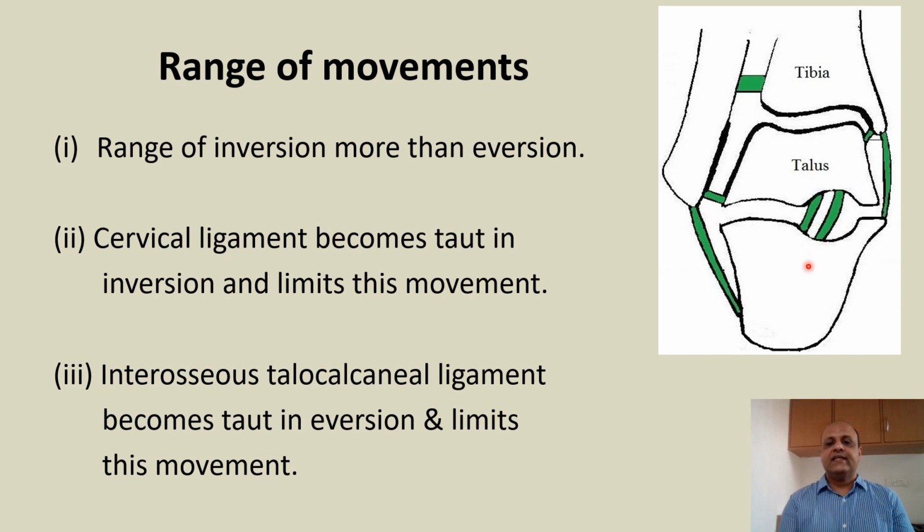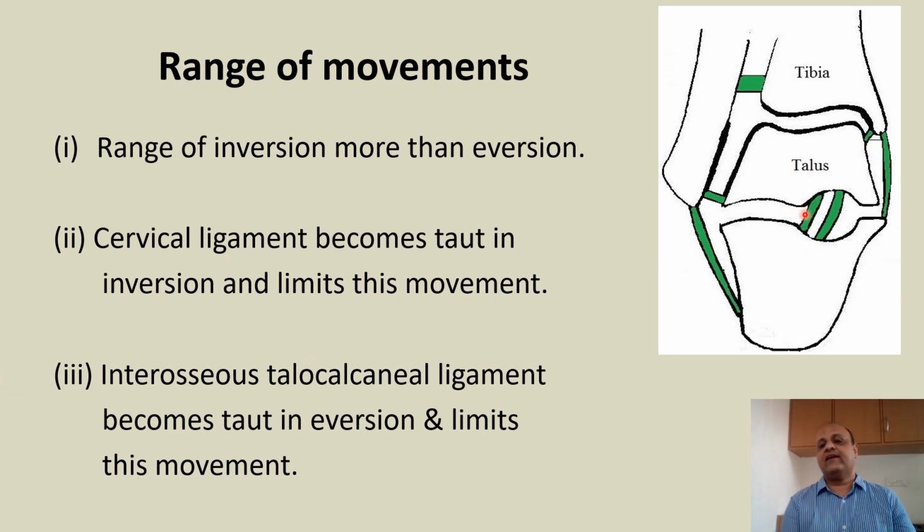So out of this, the cervical ligament becomes taut. Taut means tight in inversion and limits this movement. So the range of inversion is more than eversion, but when we are performing the inversion, which ligament limits this movement? It is the cervical ligament. And the range of eversion is lesser compared to inversion, and which ligament gets tight and limits eversion? That is the interosseous talocalcaneal ligament.